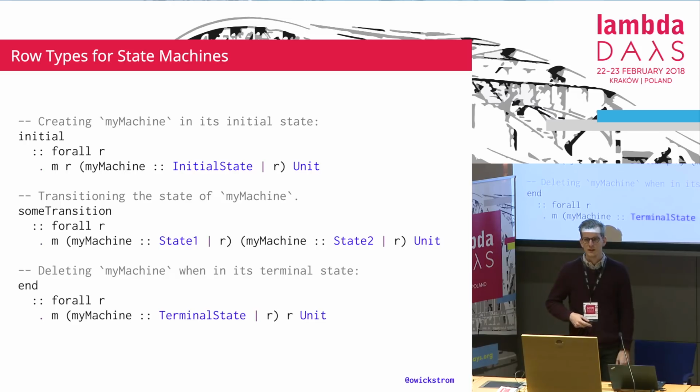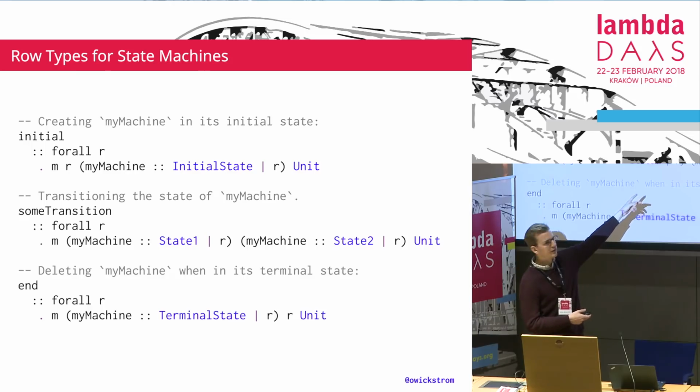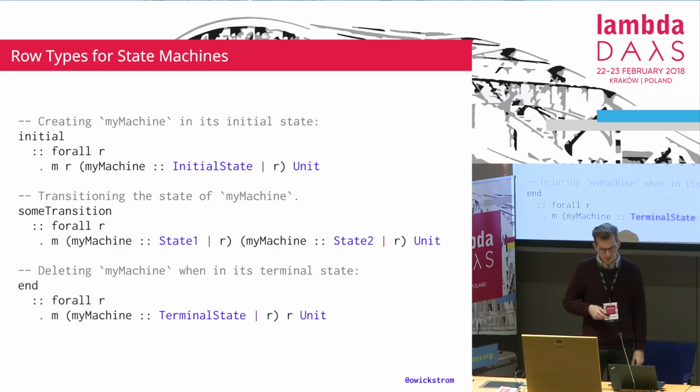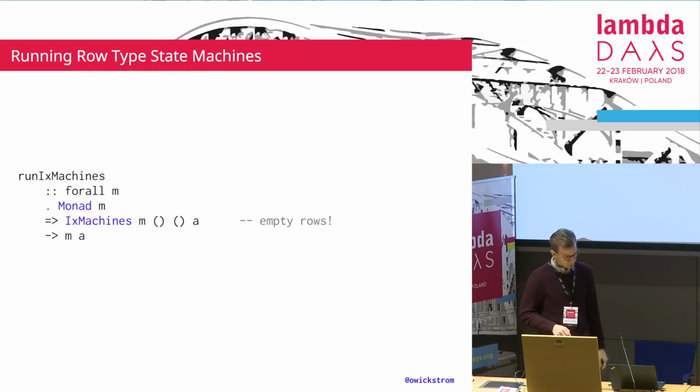Okay, these can be used in our state machines. So here's a small example where the initial event goes from a row R and adds the my machine in its initial state to that R. The second example transitions from state 1 to state 2 only for the my machine, and the other resources or things in R remain the same. So you can combine these. And this last one goes from a row with my machine to a row without it, so it deletes it.